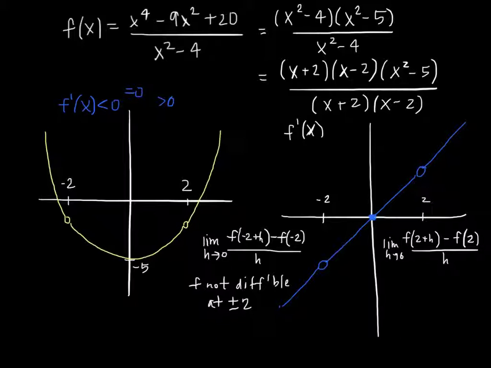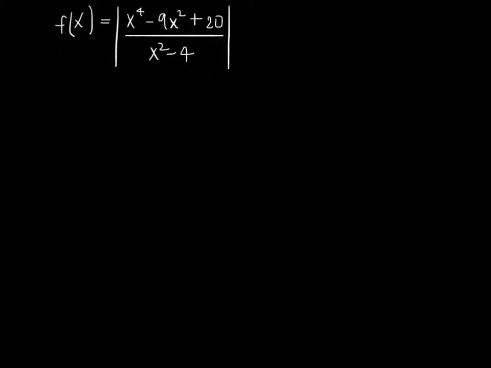Let's move on to one final example. All right, here's our function f. It is the absolute value of x to the 4th minus 9x squared plus 20, all over x squared minus 4. It's the exact same function that we had before, just with the absolute value. So let's take a look.